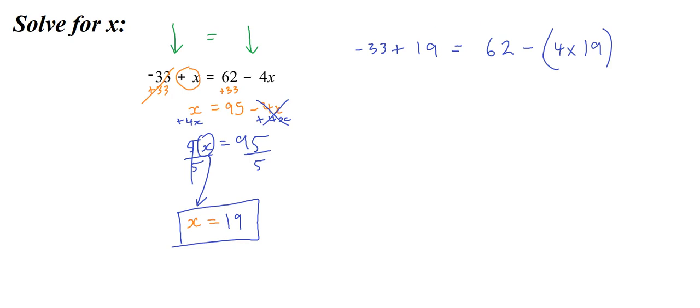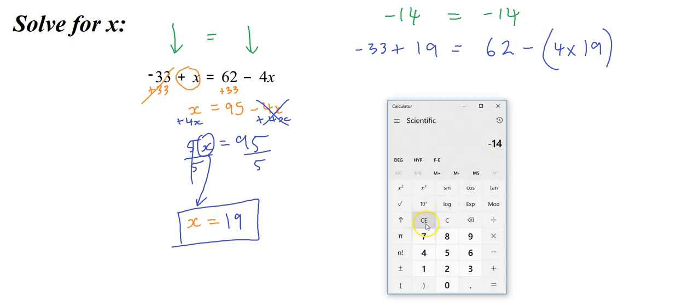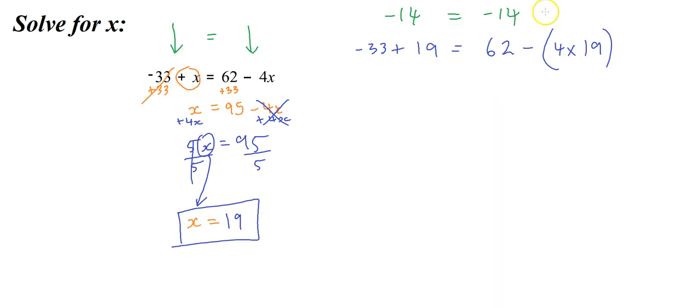Okay, so we now know that this side equals minus 14, and it had better equal minus 14 on the other side. So again, let's refer to our calculator, and let's sort it out. We've got 62 minus, brackets, 4 times 19, close the brackets. This better equal minus 14. And it does. Now, because both sides remain equal, we now know that this must be correct.